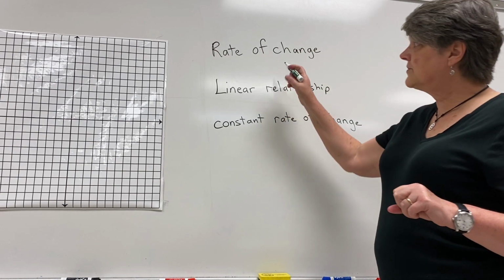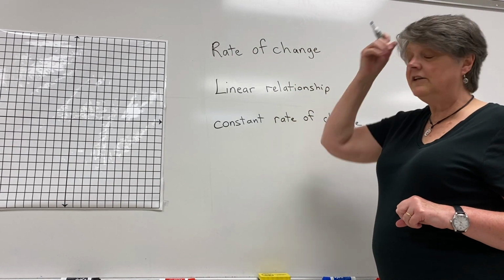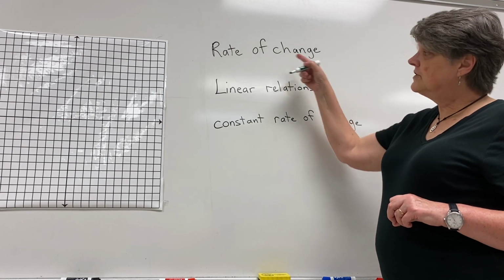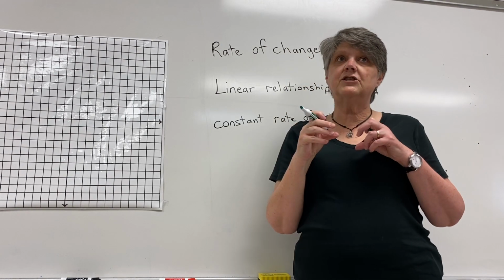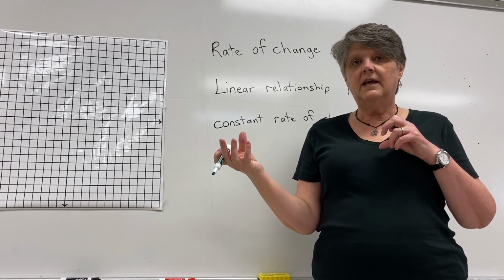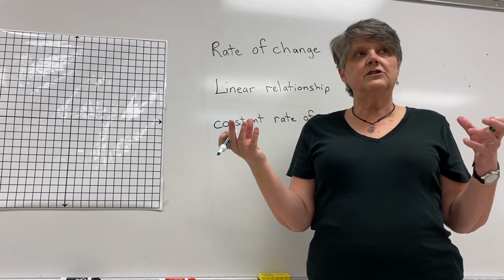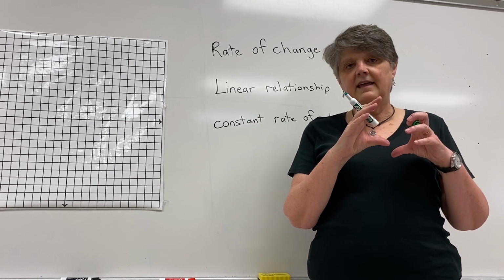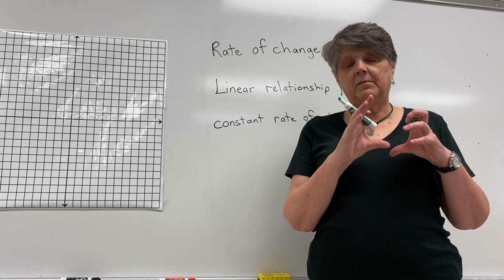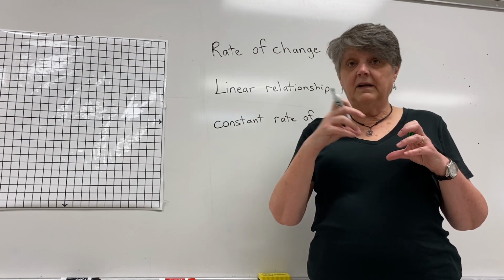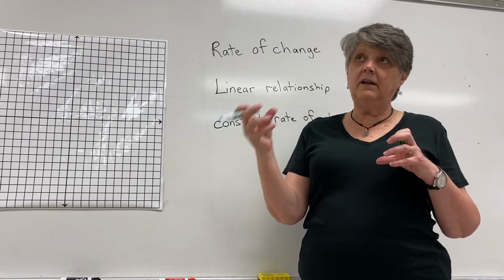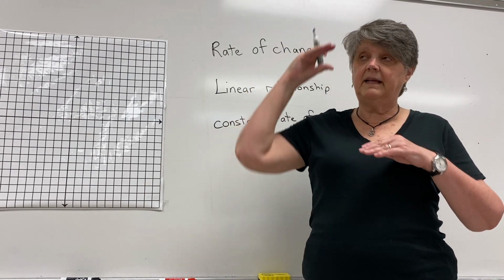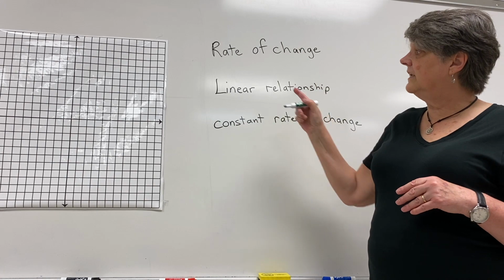A couple of terms you need to know: rate of change, linear relationships, and constant rate of change. So the rate of change is just how much one thing changes as another thing changes. In other words, I'm measuring how high the plants are growing with every milliliter of water. With every milliliter of water that I put on the plants, I can measure the height. How high do the plants get? So that's giving me my rate of change.